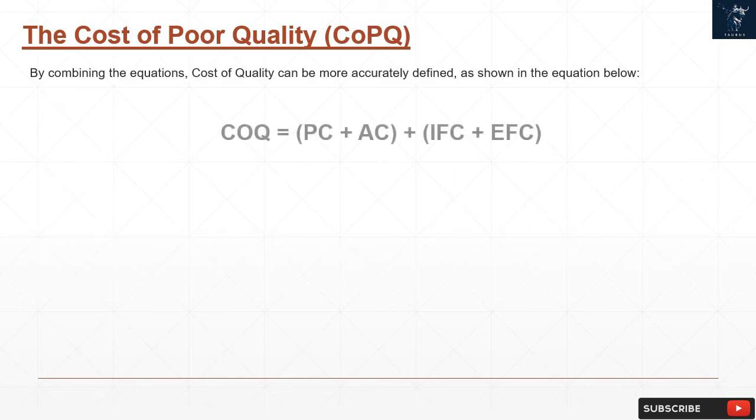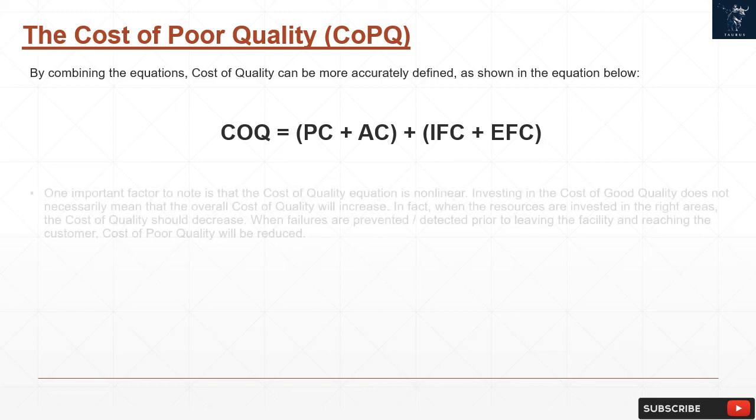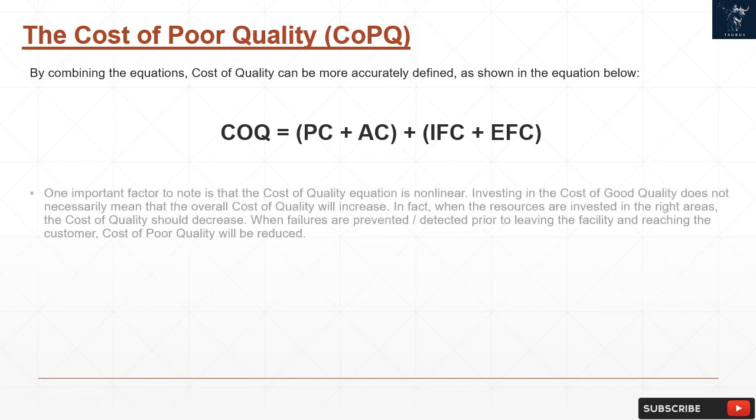By combining the equations, cost of quality can be more accurately defined as shown in the equation below. CoQ equals PC plus AC plus IFC plus EFC. One important factor to note is that the cost of quality equation is nonlinear. Investing in the cost of good quality does not necessarily mean that the overall cost of quality will increase. In fact, when the resources are invested in the right areas, the cost of quality should decrease. When failures are detected prior to leaving the facility and reaching the customer, cost of poor quality will be reduced.